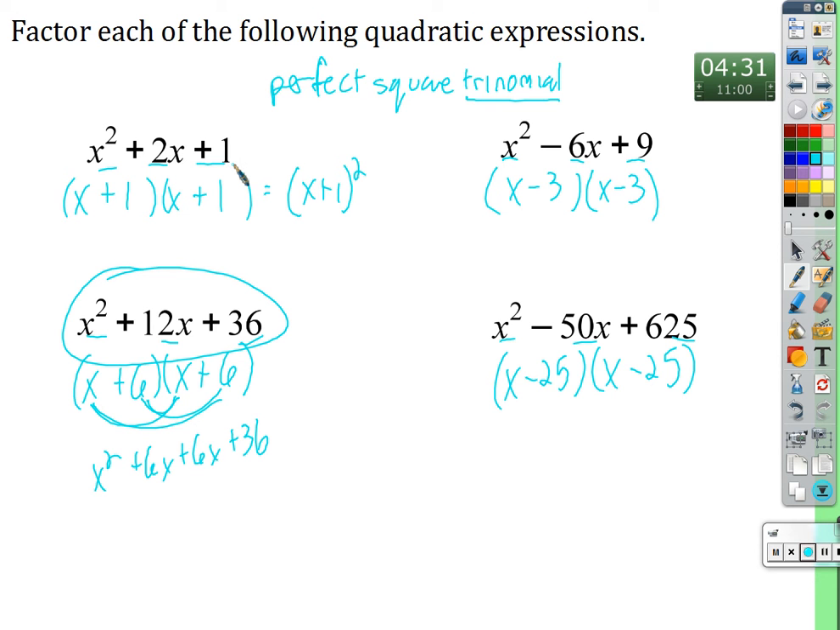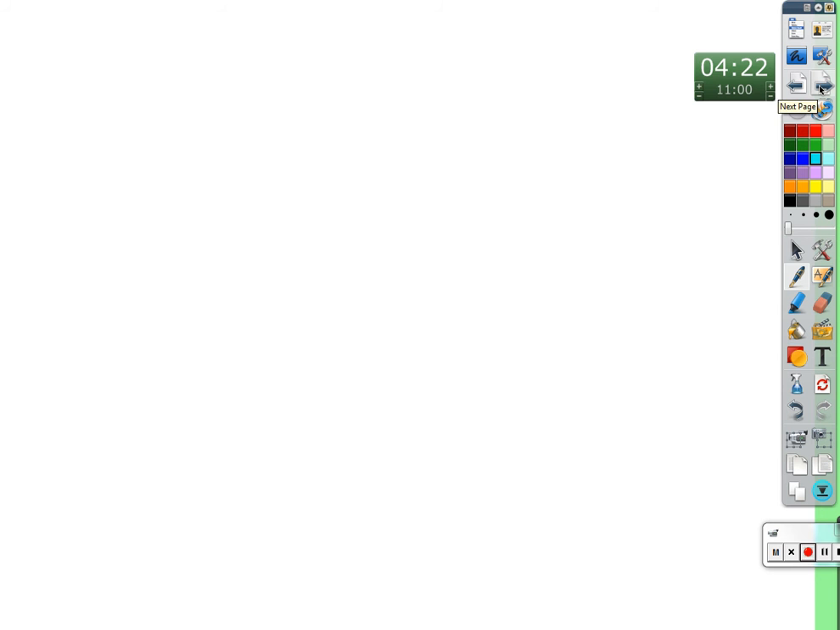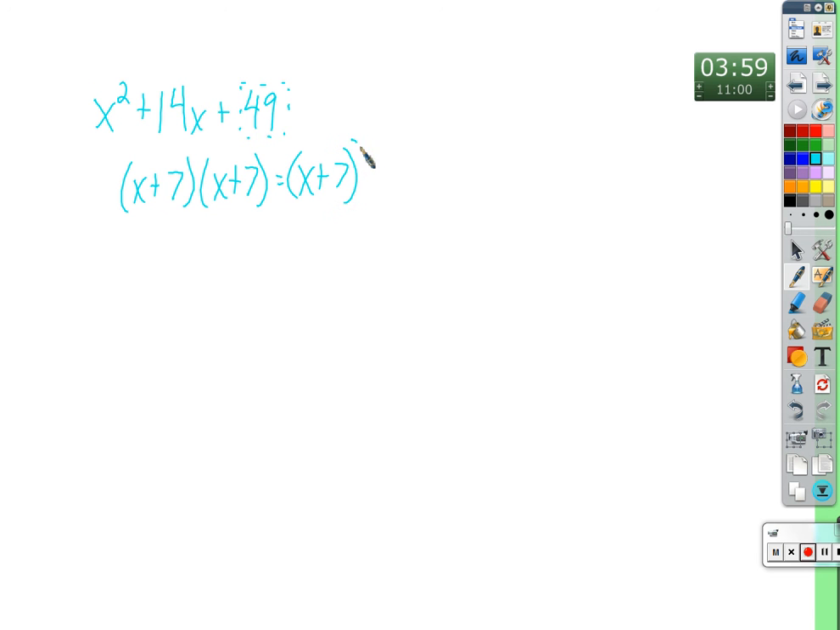Now let's take it to the next step. We're going to figure out what would make something into a perfect square trinomial. So I give you x squared plus 14x plus, and we'll just leave that blank. 49, that's correct. x plus 7 times x plus 7, x plus 7 squared.